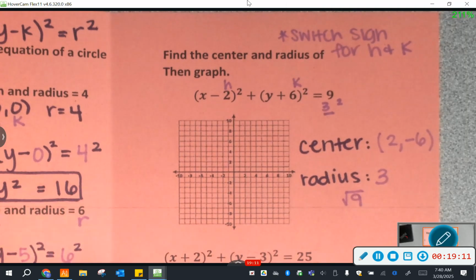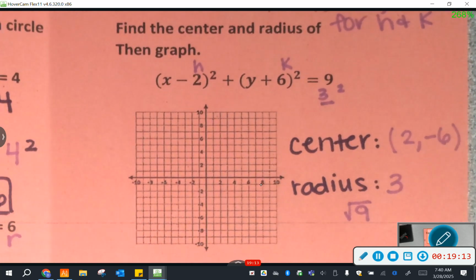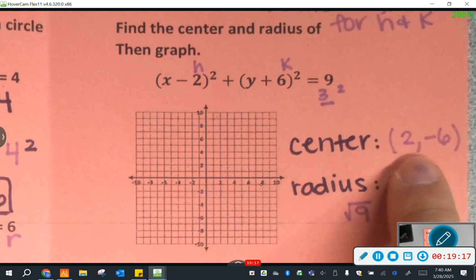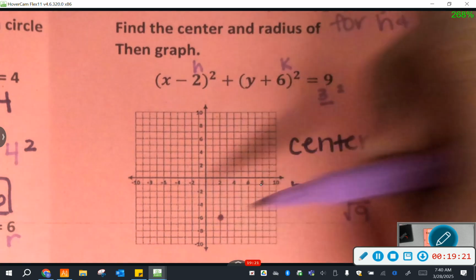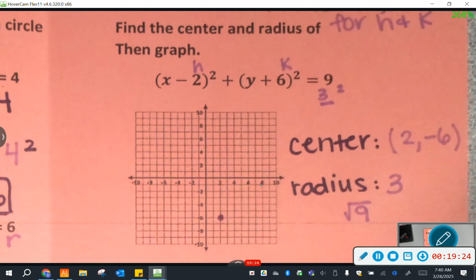And then let's graph this. I want y'all to watch me graph, and then I'll have you graph. Look up, please. Pencils down, look up real quick. My center is at 2, negative 6. Again, you'll be able to do this in a second. So I am plotting the center at 2, negative 6. How do I now graph the rest of it?